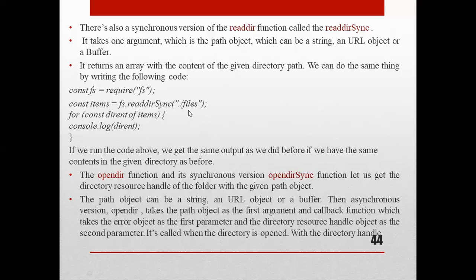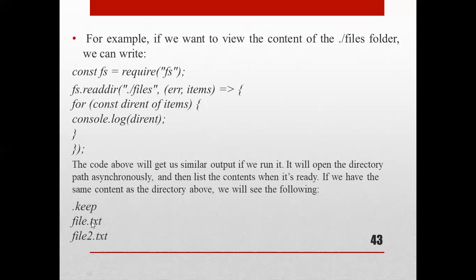After that, it will return the array with the content, so we have to check all the content. For that, use a for loop, for const dirent of items. It will check all the items from that directory and print console.log dirent. If we run this code, we will get the output that we have seen earlier. It will read all the contents of the directory, like the folders and files available in it.